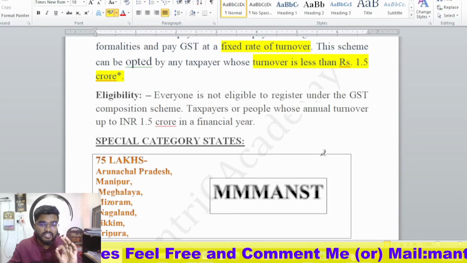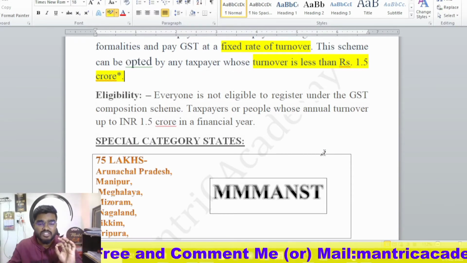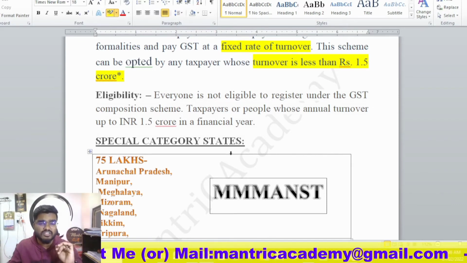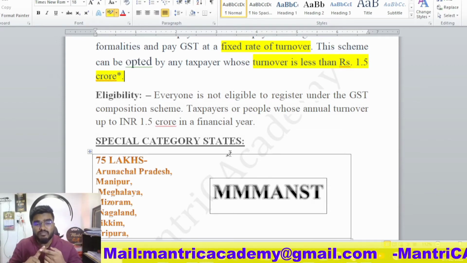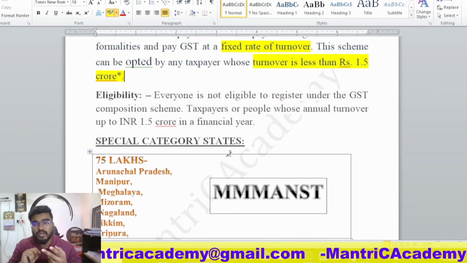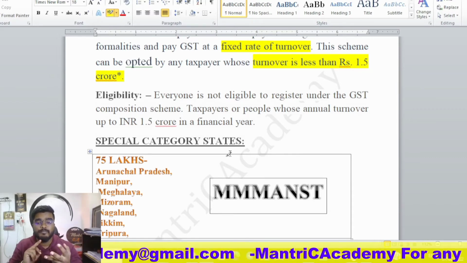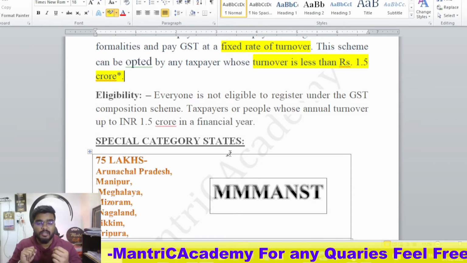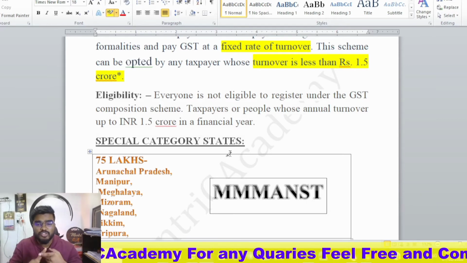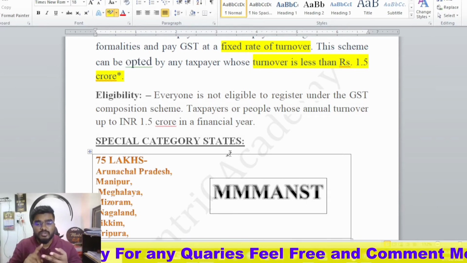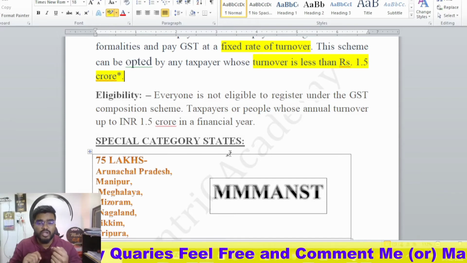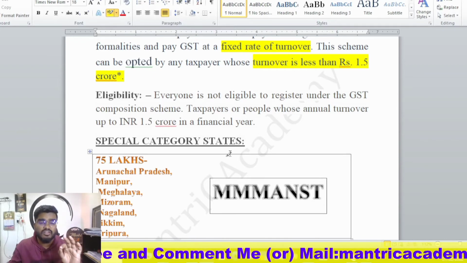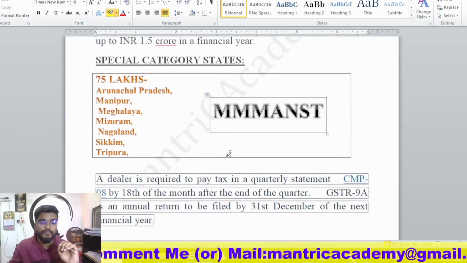There are special category states. For special category states, 75 lakhs is the limit to opt for composition scheme. What are the special category states? Arunachal Pradesh, Manipur, Meghalaya, Mizoram, Nagaland, Sikkim, Tripura. We call it MANSST. Manipur, Mizoram, Meghalaya, Arunachal Pradesh, Nagaland, Sikkim, Tripura. These are the special category states whose turnover below 75 lakhs can opt for composition scheme.